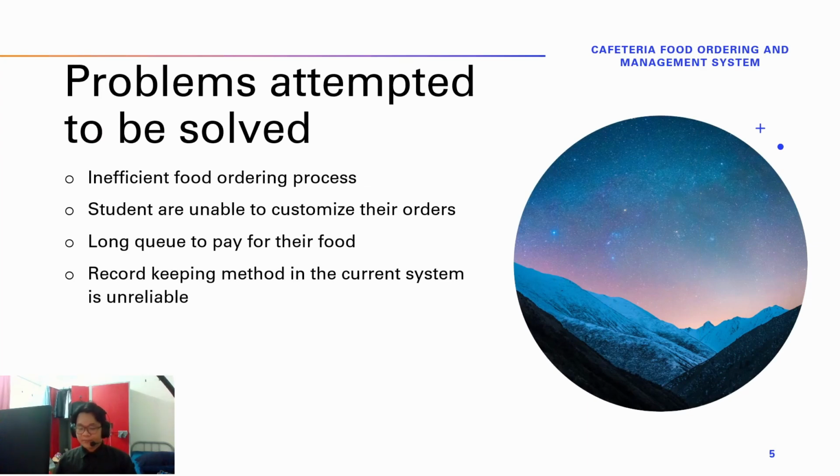So the system is attempting to solve 4 problems. The first one being the inefficient food ordering process. The second one being the inability of students to customize their orders. The third one being the long queue for students to pay for their food. And finally, the record keeping method in the current system is unreliable.